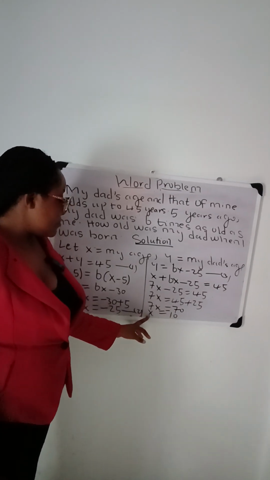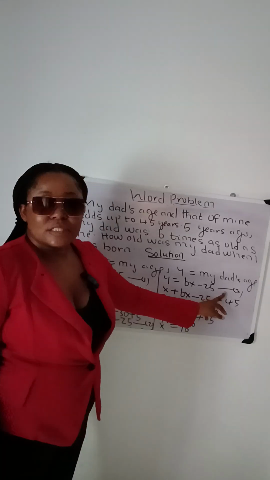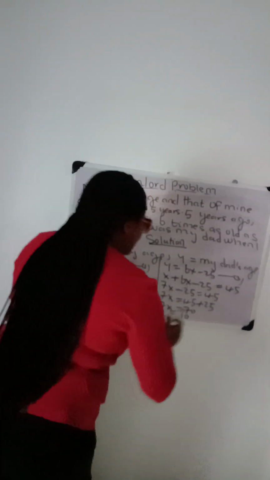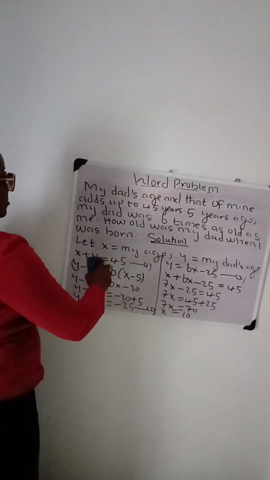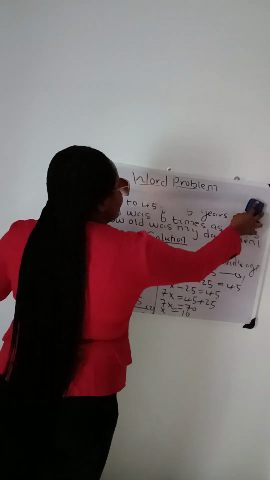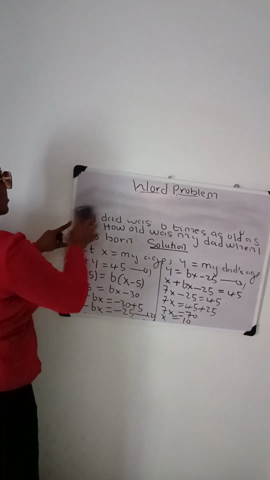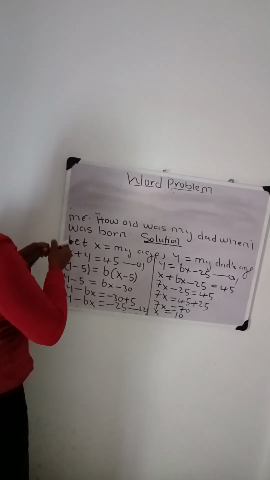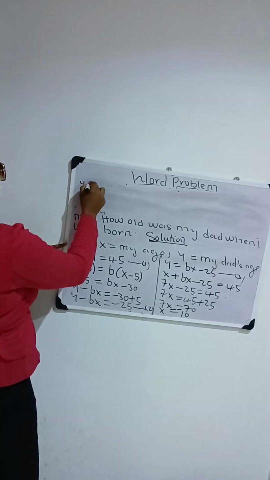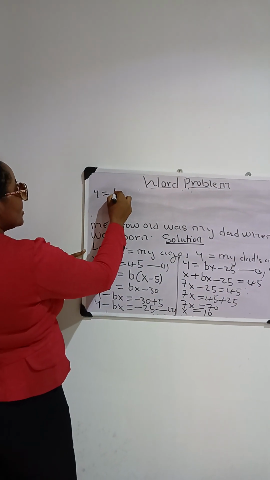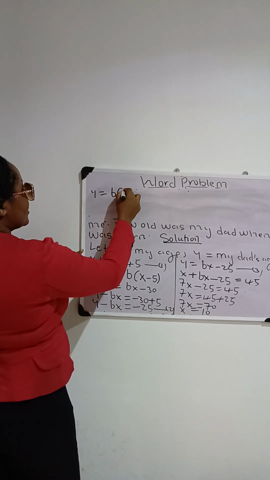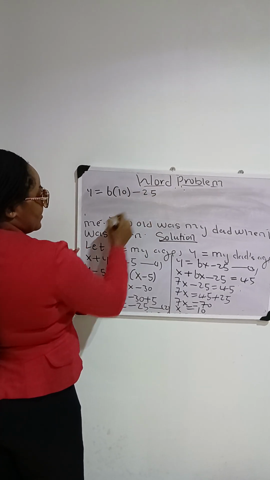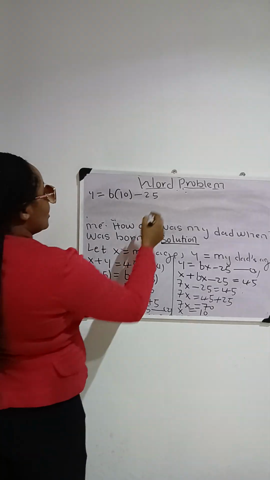So we can take this value of x back to equation 3 to enable us look for my dad's age. And when we do that, permit me to wipe the upper part of the question. When we do that, we will have that from equation 3, my dad's age, that is y, will be equal to 6 into x is what? 10, that is my age, right? Minus 25, okay?